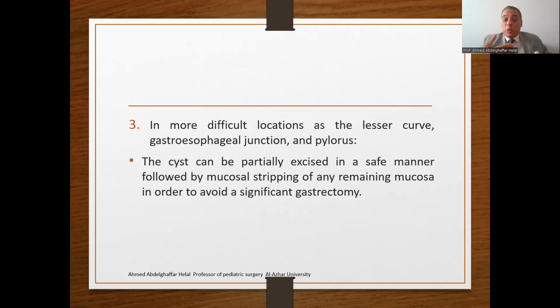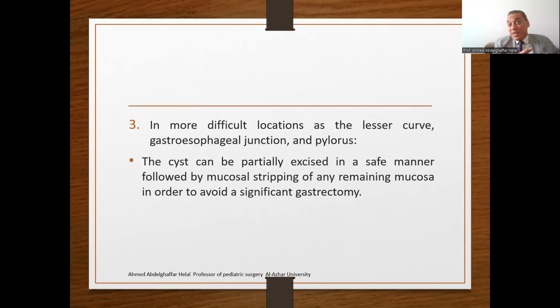In more difficult locations, such as duplication on the lesser curve, the gastroesophageal junction and pylorus, the cyst can be partially excised in a safe manner, followed by mucosal stripping of any remaining mucosa in order to avoid significant gastrectomy. So in this abnormal position, we may perform partial excision and removal of the mucosa.